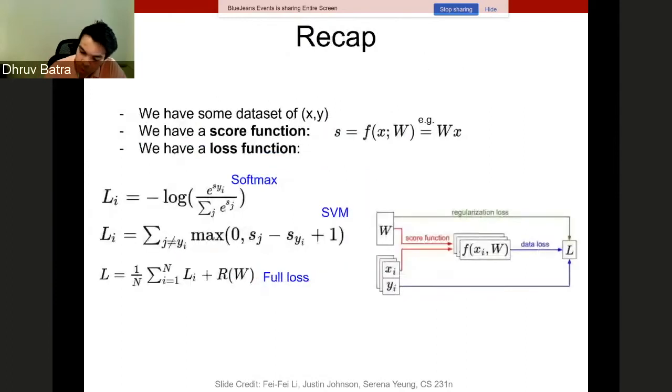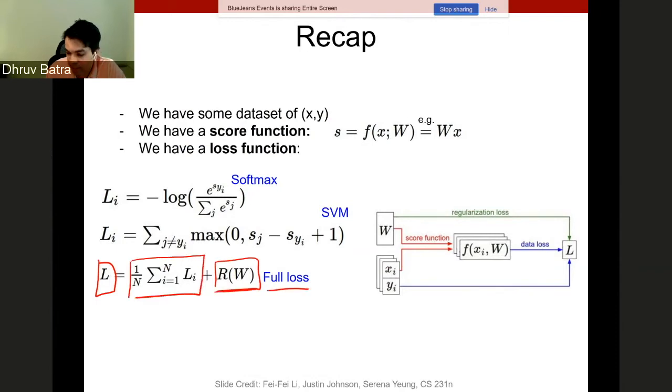Okay, so to recap, we now have a full objective function, and this was the term that was confusing in the last lecture. We have a full objective function which consists of a loss and a regularizer, and this is what we optimize, and we will talk about how to optimize it in future lectures.